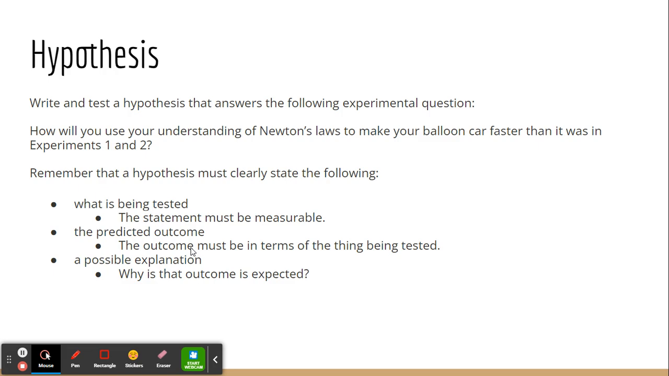The predicted outcome. The outcome must be in terms of the thing being tested. So like, if I use Newton's second law, then my balloon car will go faster than the previous experiments. A possible explanation. Why do you think that will happen? If I use Newton's second law, then my car will go faster because I will have changed the mass of my car. Okay, that's just an example. There's lots of different potential hypotheses here.